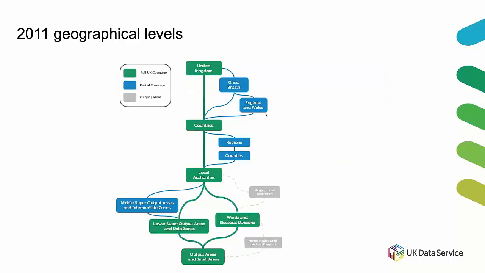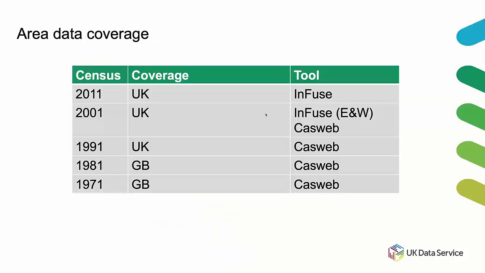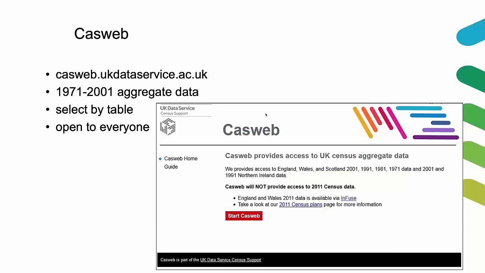Census geography can be a little complicated, and UK census geography is probably the most complicated in the world. Don't know if that's something we should be proud of, but anyway, that's how it is. So we have data available at all these different levels, and the coverage of those. So we have data available from 1971 up to 2011, and in a couple of different interfaces, and we'll show you those now. Casweb is our oldest interface.